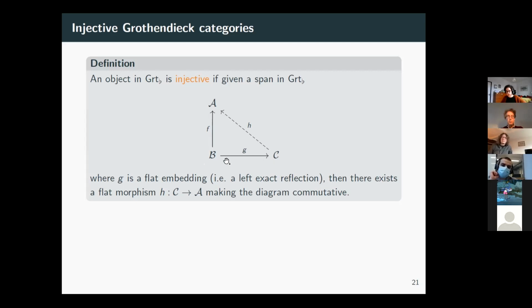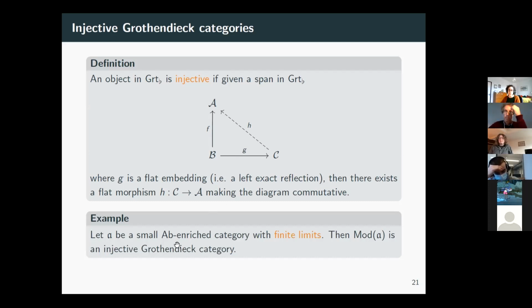a flat functor. So namely, the right adjoint is a fully faithful functor, and then you have your left exact left adjoint. So that's a flat embedding. And then F is any flat functor. So for such a span, we have that there exists a flat functor H such that the whole thing commutes. Think of it as the usual definition of injective objects. This is a mono, this is any functor, and then this is any morphism, and then you can extend it to another morphism. So now our monos, if you want, are the flat embeddings.